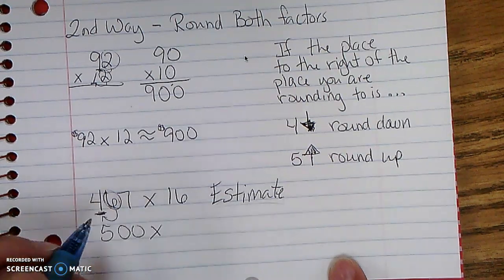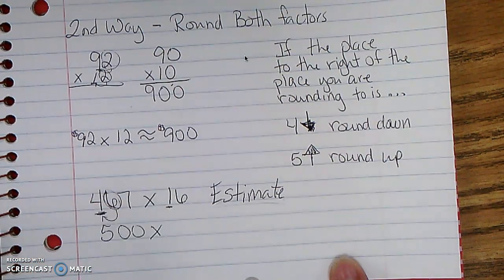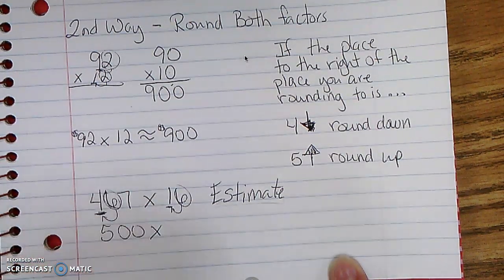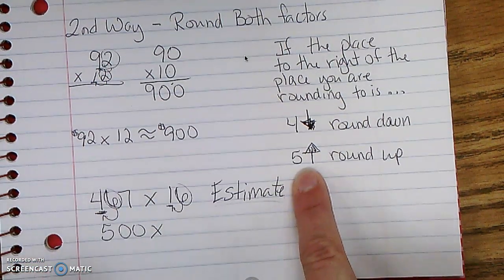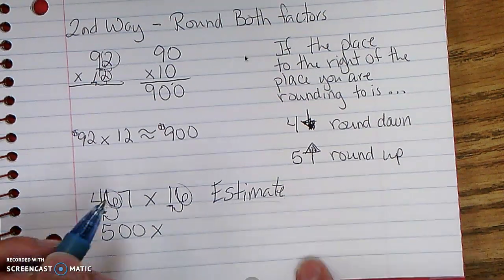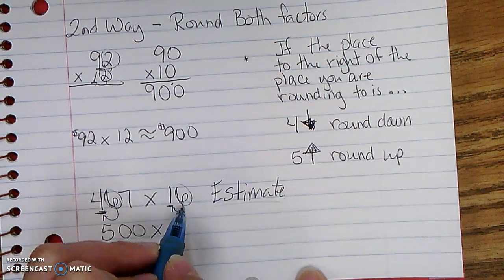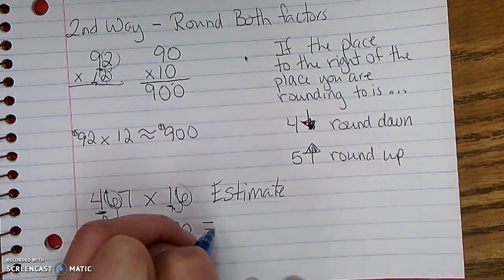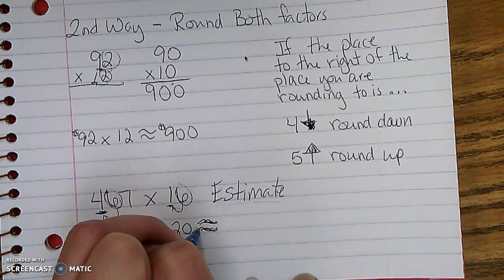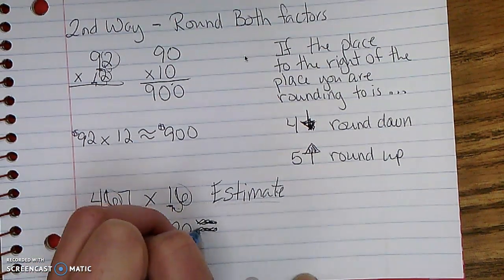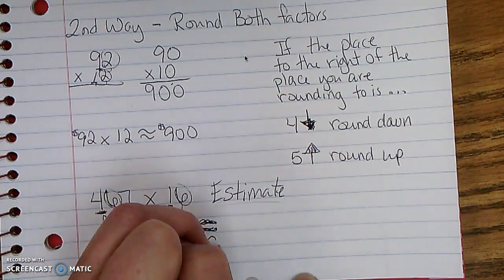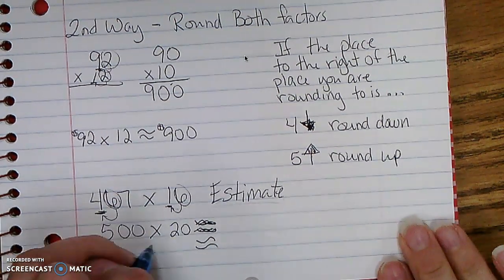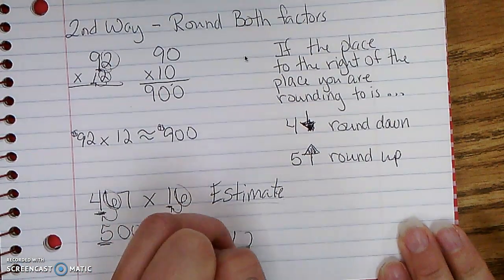Times, I'm going to round this one to the tens place because that's the greatest place value in this number. The 6 tells that 1 to round up again because 6 is greater than 5. And so the next closest 10 to 16 is 20. And now, oops, I'm doing estimates, so that's a wavy equal sign. So I do 5 times 2 is 10.